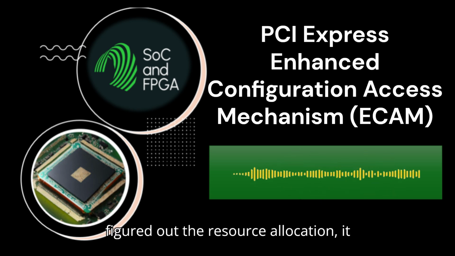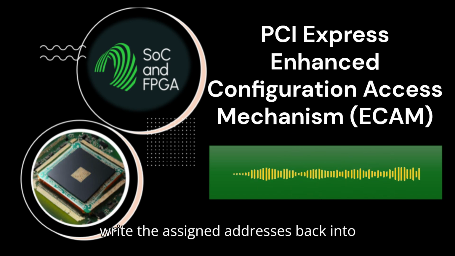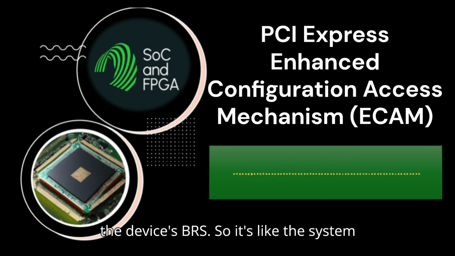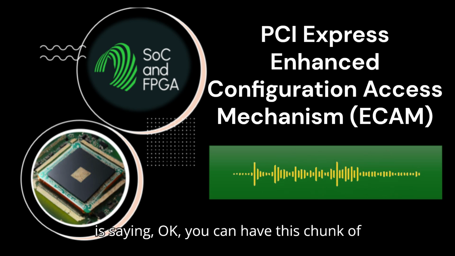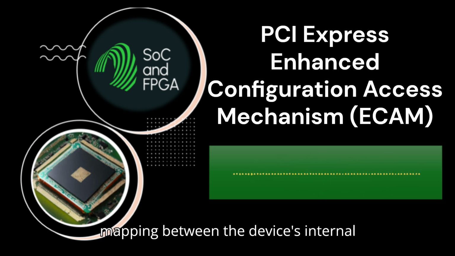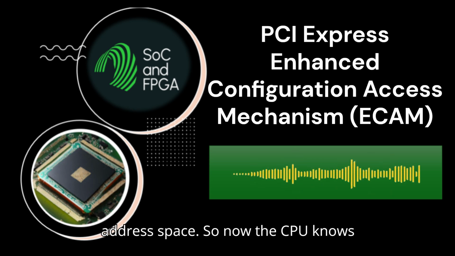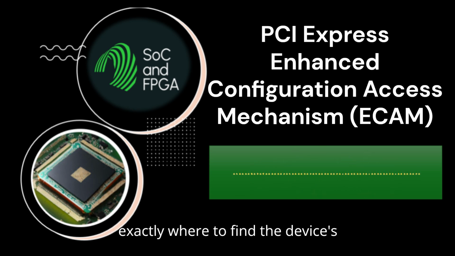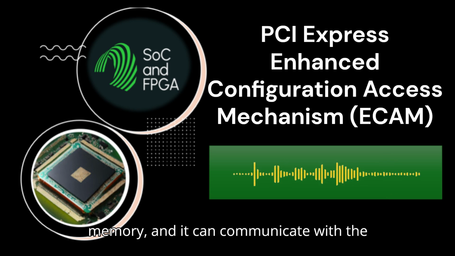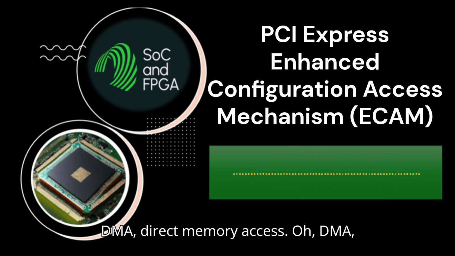But once the system has figured out the resource allocation, it uses ECAM again, this time to write the assigned addresses back into the device's BARs. So it's like the system is saying, okay, you can have this chunk of memory starting at this address. Precisely. And this establishes the mapping between the device's internal address space and the system's overall address space. So now the CPU knows exactly where to find the device's memory. And it can communicate with the device directly using techniques like DMA, direct memory access.